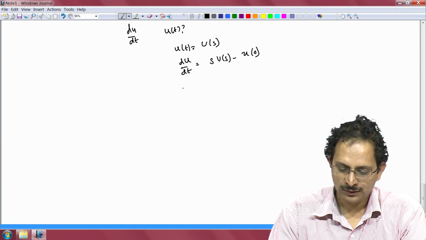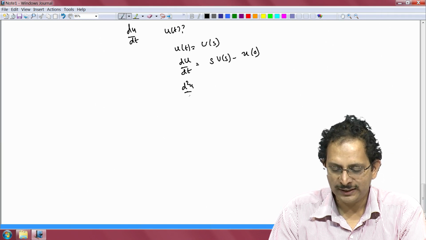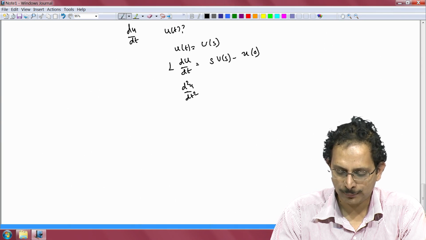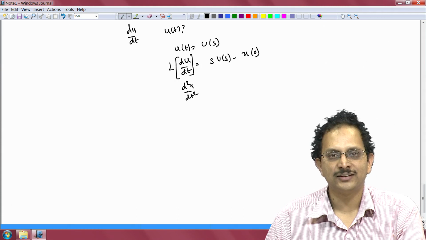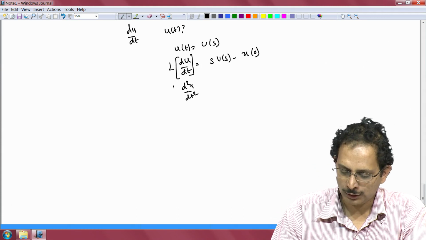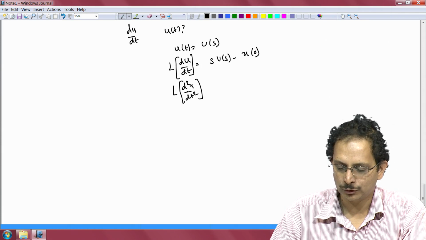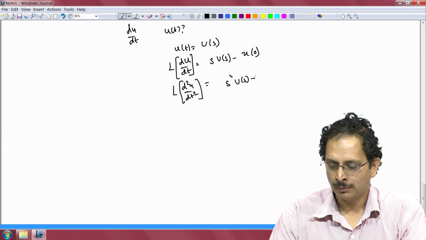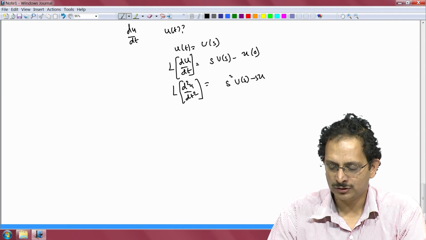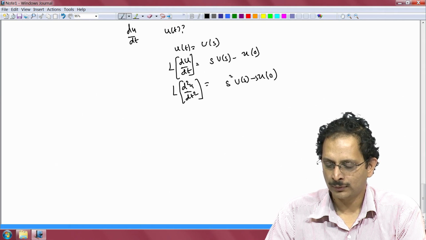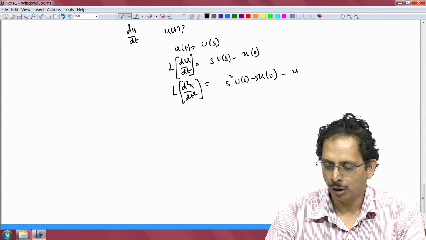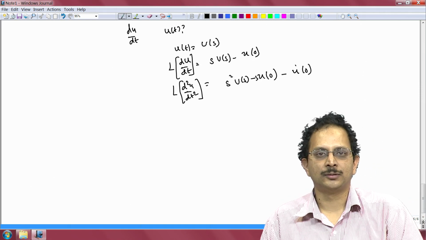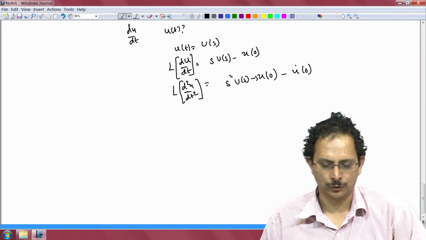If you have d square u by dt square, the Laplace transform of d square u by dt square, I will represent L of du by dt as a Laplace transform of du by dt. So likewise a Laplace transform of d square u by dt square is equal to s square u of s minus s times u of 0 minus u dot of 0. So this is something that you can show as well, and so on and so forth.